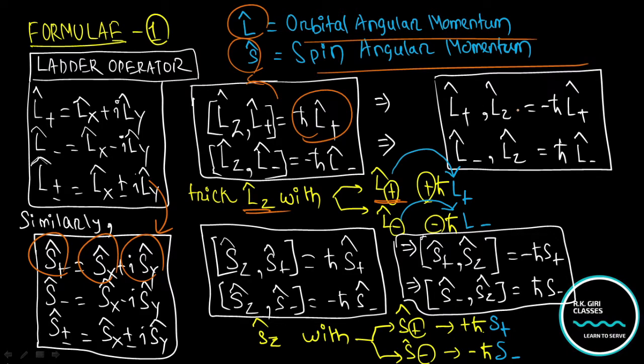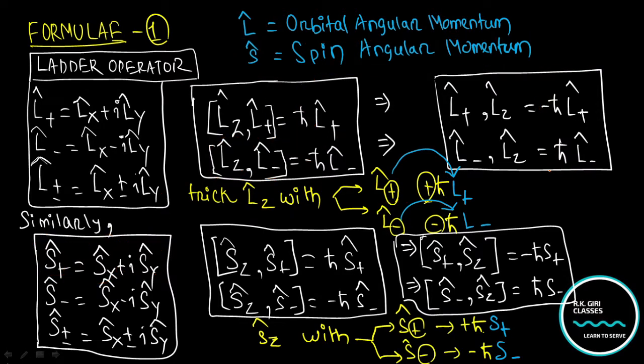Now I told you already Lz with L plus, that is h cut L plus. If you reverse this, that is minus h cut L plus. So you try to remember these two, and easily you can remember this one. Okay, easily remember this one, that is minus h cut L minus, that is Lz with L minus, then this will be h cut L minus. Clear this point? Now coming to this one, that is same in this case, that is Sz with S plus, that is h cut S plus, and this is S minus, that is minus h cut S minus.